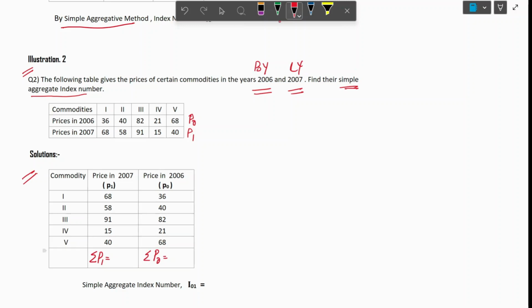Therefore, for P1, the summation, you will get 272. Use the calculator and calculate. And here you are going to get 247. Next step, write the formula. Simple aggregate index number I01 equals summation of P1, always remember P1 is in the numerator, over summation of P0 into 100. That is equal to 272 divided by 247 into 100.